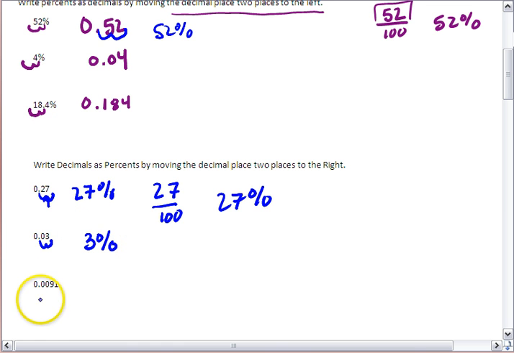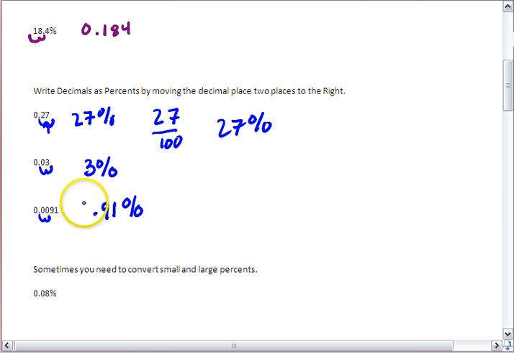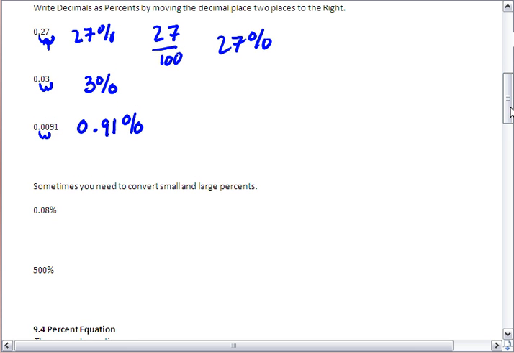Now this one's kind of interesting. If I go 2 places to the right, it's still a decimal. So I have 91 hundredths percent. So remember, it can also be a decimal. Sometimes you need to convert really small and large percents. So this one's 8 hundredths of a percent.